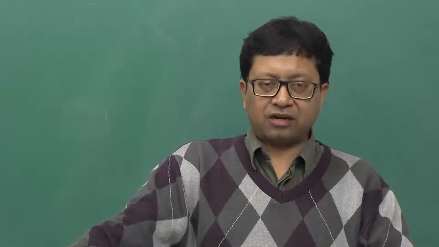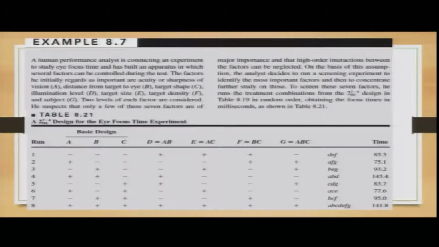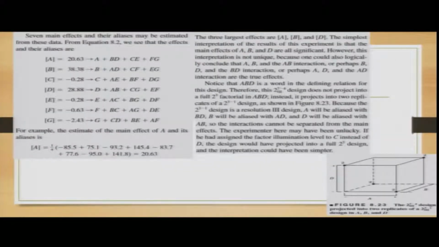Similarly, for the second run you take different combinations where the effect of A is positive, B, C is negative, and the combinations of D to G can be seen from this table. Similarly, for the third, fourth, fifth till the eighth one, when you are considering all the effects as positive, the time in milliseconds is given in the last column. The 7 main effects and their aliases may be estimated from this data.